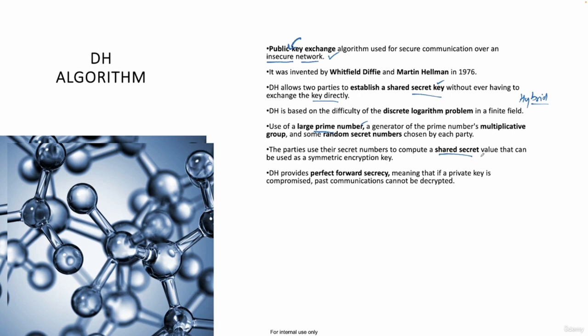Okay, so Diffie-Hellman provides perfect forward secrecy, right? Which says that if a private key is compromised, the past communication cannot be decrypted, right? It's always based on that.